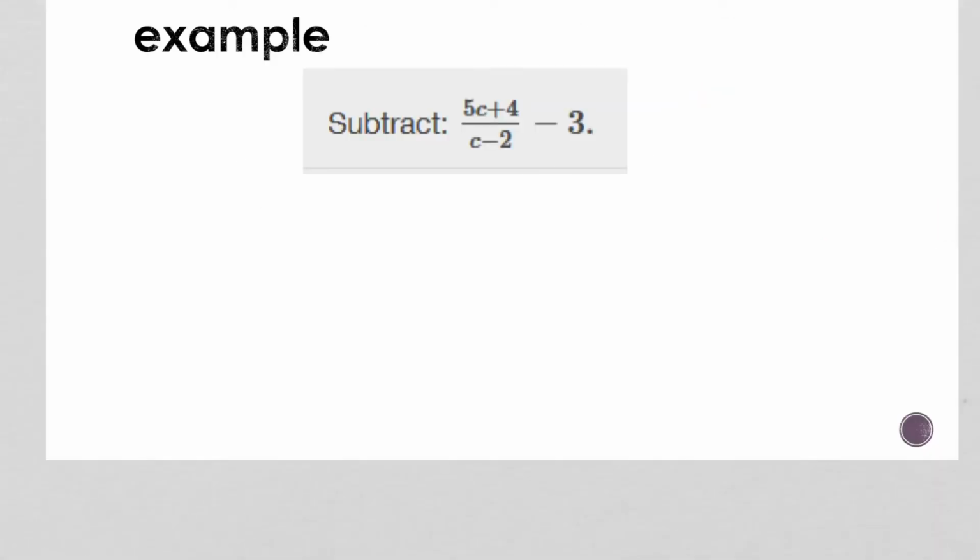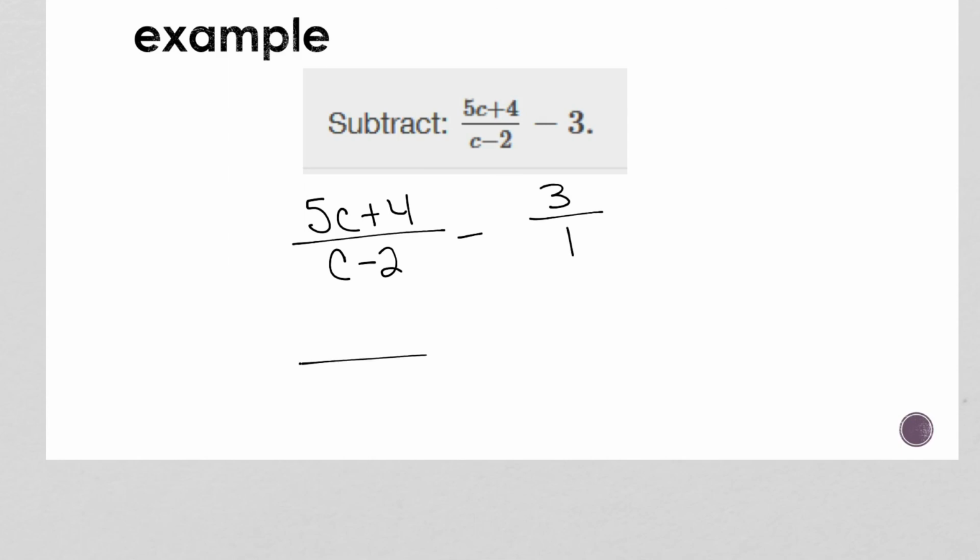Okay, so what if you have something that looks like this and you're like, what? How can I take that 3 away from that? Well, remember that 3 is just over 1, so don't freak out over that. And I can't factor the denominator, so I'm going to rewrite this as 3 over 1. Okay? All right, so now what is my LCD? My LCD is c minus 2.